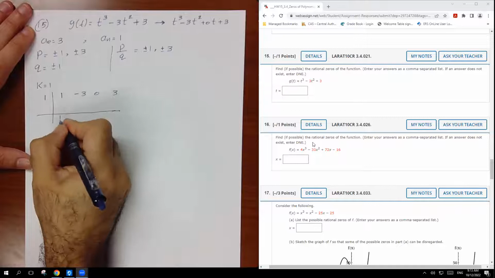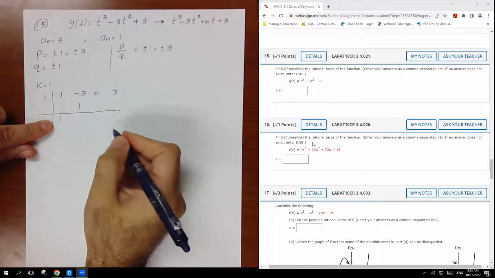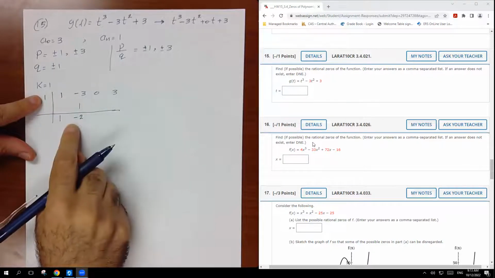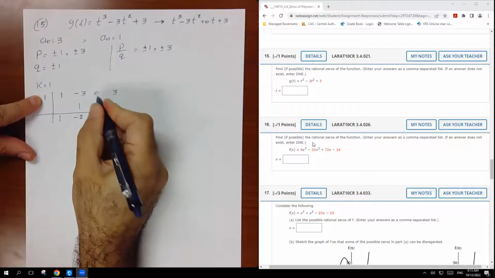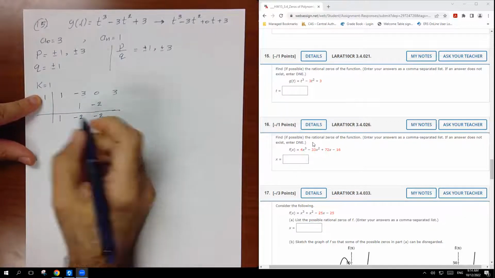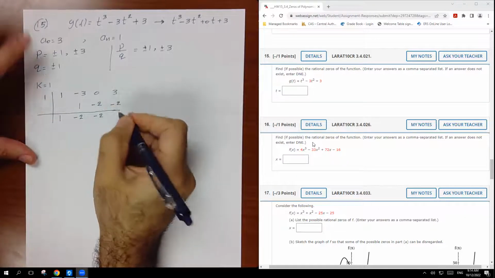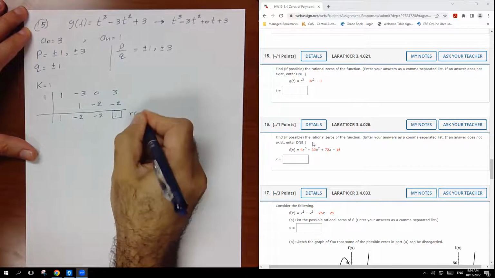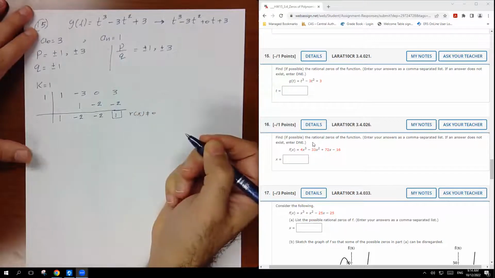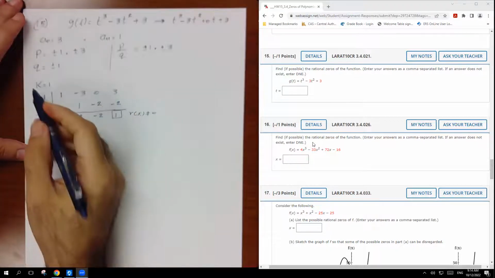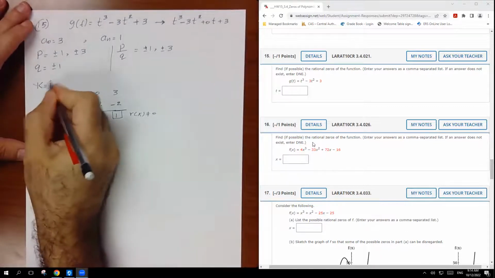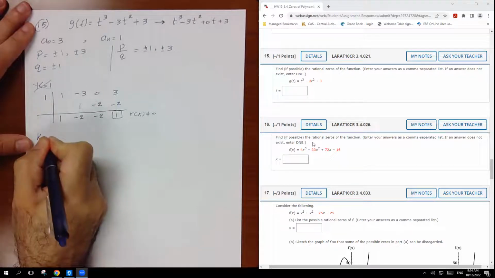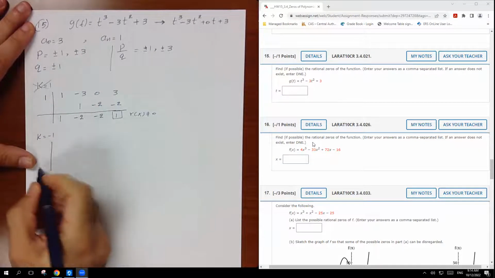Write down the first one. 1 times 1, 1. Add these together is going to be -2. 1 times -2 is going to be -2. Add these together is going to be -2. 1 times -2 is going to be -2. Add these together is going to be 1. R of x not equal to the 0. That means I'm going to cancel this one. I can't choose k equal 1. I'm going to go to the -1. I'm going to say k equal -1. Do the same thing.